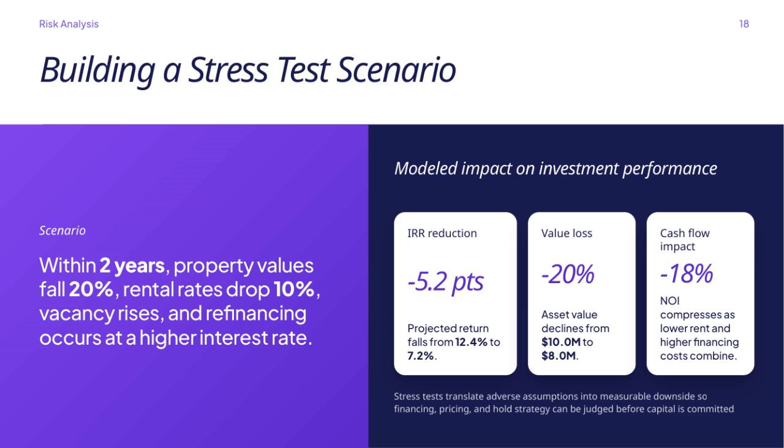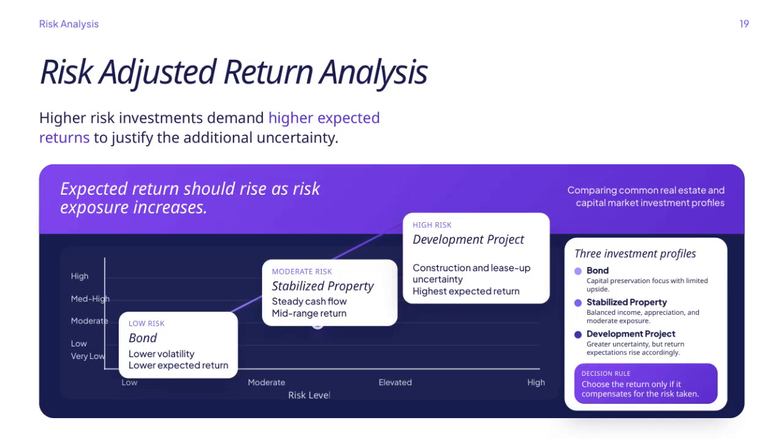When we talk about risk-adjusted return analysis, the key idea is that higher risk investments need to offer higher expected returns to justify taking on more uncertainty. Essentially, as your exposure to risk goes up, so should your expected return. Looking at common investment options in real estate and capital markets, we see a spectrum of risk levels. Bonds represent the low risk end, characterized by low volatility and consequently lower expected returns. They're aimed primarily at capital preservation with limited upside potential.